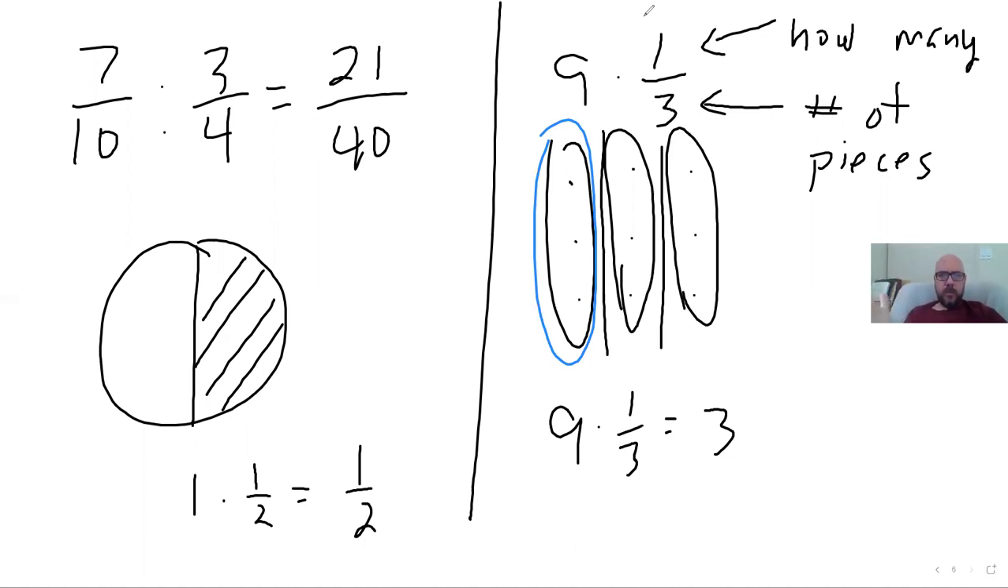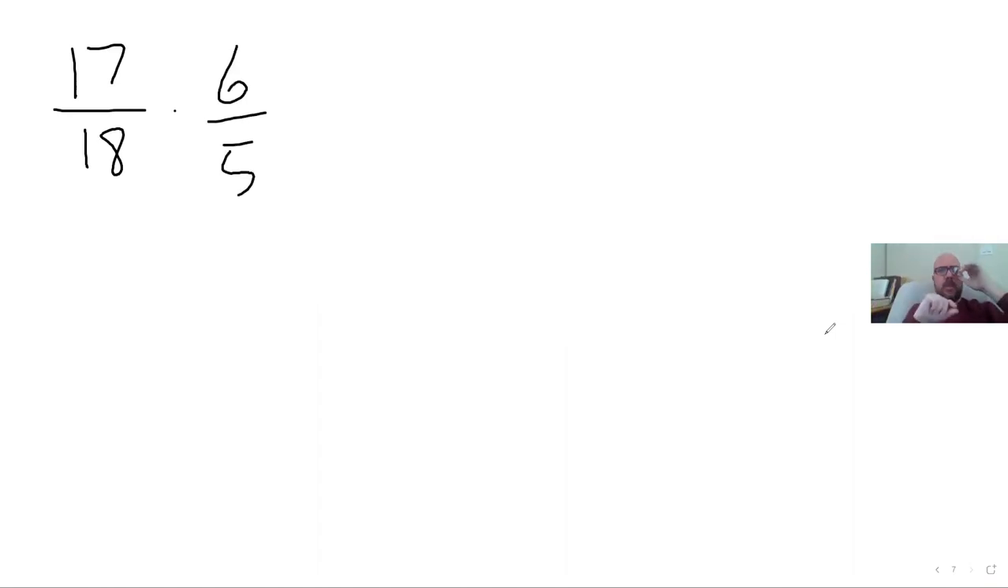And multiplying fractions-wise, that's basically all there is to it, right? The denominator tells you how many pieces you're dividing into, and the numerator tells you how many of those pieces you want. So that's the conceptual way to think of it. The way to think of it on paper is you literally just multiply straight across. So for instance, let's do something a little harder, right? If I have 17 over 18 times 6 over 5, I'm taking 6/5 of 17 over 18.